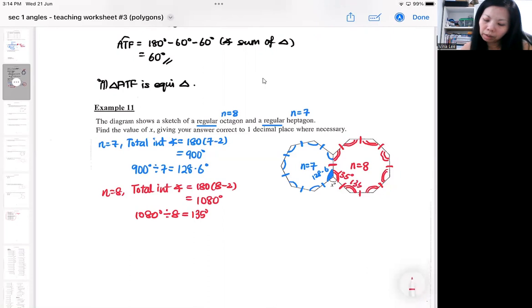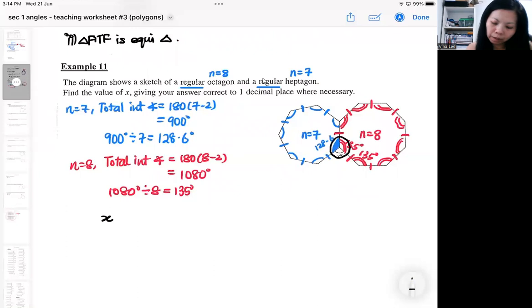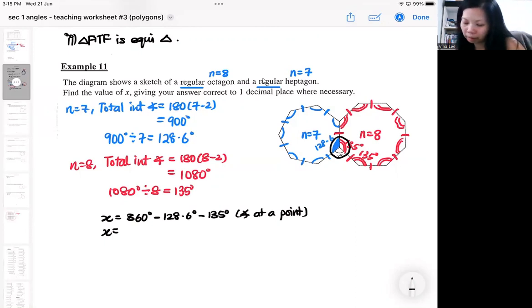So eventually your aim is to find x. So now if you take a careful look, if you want to find x, you will be using angles at a point. So if I want to find x, it will be 360 subtracting 128.6, subtracting 135. So the property is angles at a point. With the property of angles at a point, it helps you to do the subtraction. So that you will get x to be 96.4.